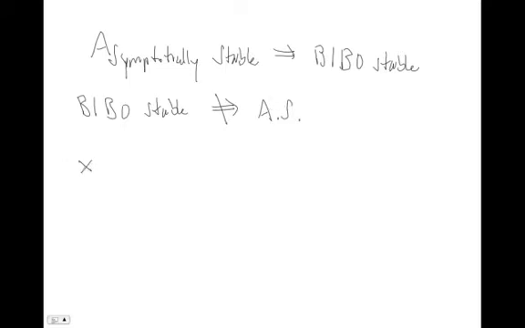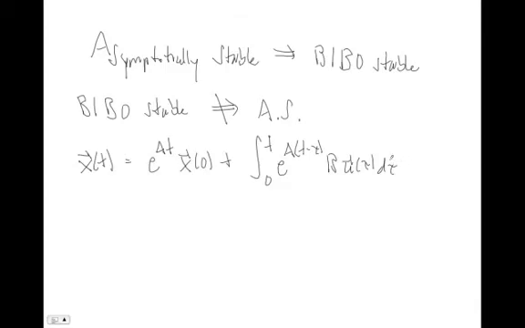So let's recall the total solution of this equation, where x of t looks like e to the at times x naught, plus the integral from 0 to t of e to the a evaluated at t minus tau, times b, times u at tau, d tau. So this was the total solution of our equation. When we dealt with bounded input, bounded output stability, we were talking about the 0 state response. So it presumed that this was 0 here. That's how bounded input, bounded output stability was defined, for this being 0.